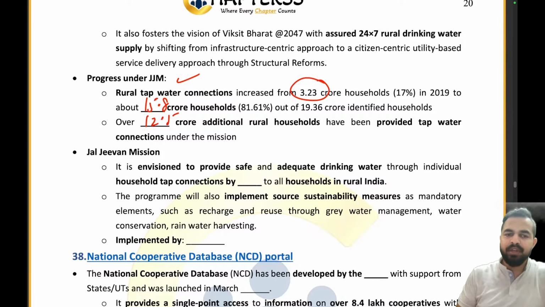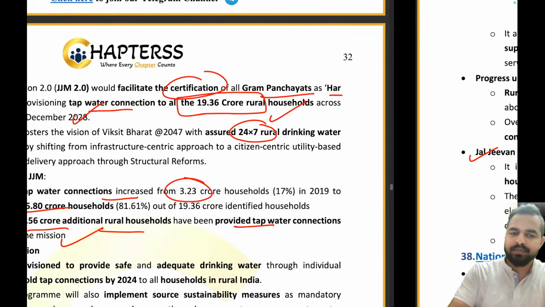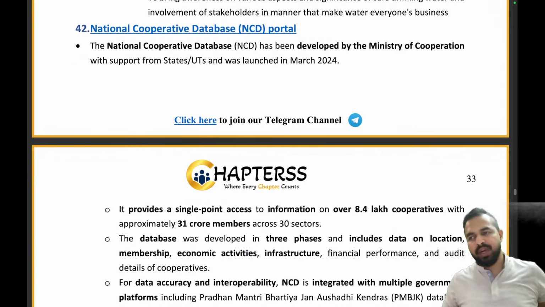Under the Jal Jeevan Mission, we had the aim of envisioning to provide safe and adequate drinking water through individual household tap connection by 2024. The implementation is the homework for all of you. You will go through that scheme in a detailed manner, then give me the answer in the comment section: what is the name of the entity which will be implementing the Jal Jeevan Mission. Clear, everyone? Let's move on to the next news article.